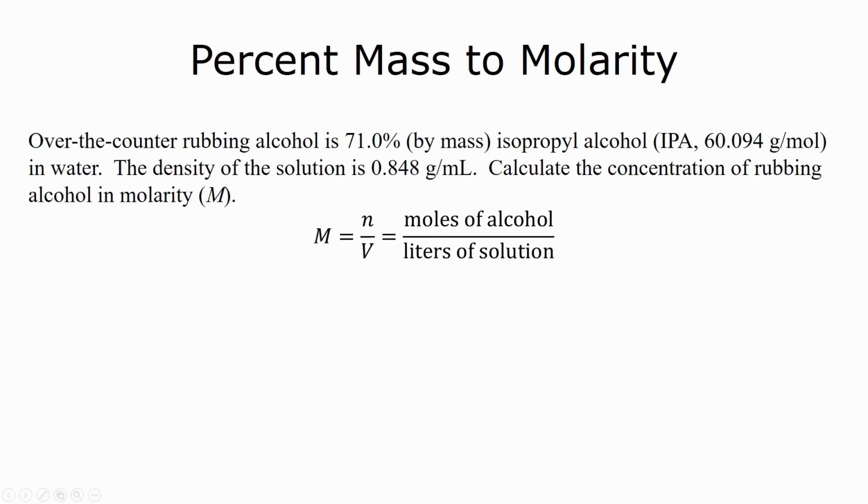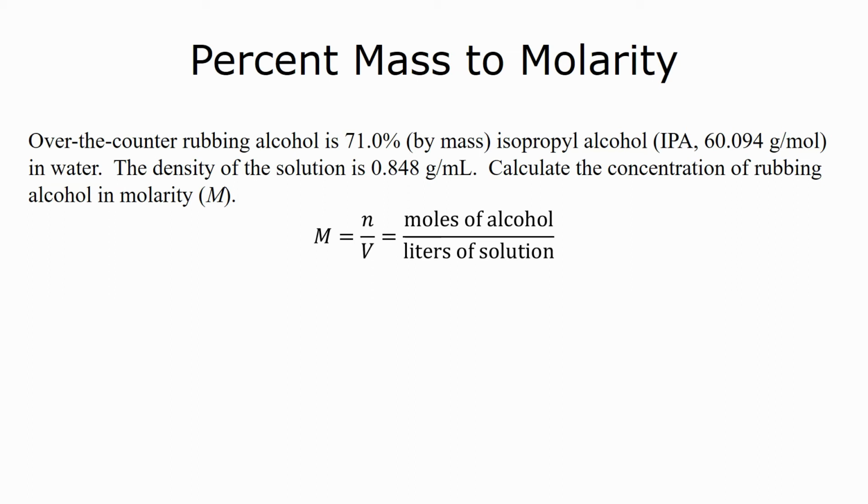Now, one of the more interesting calculations that we can perform is converting percent by mass to molarity and then later on molality. So for example, we have rubbing alcohol, which is 71% by mass isopropyl alcohol in water, and the density of a solution at this percentage is 0.848 grams per milliliter. Now, it's very important that we have that density. We can't do these calculations without density.